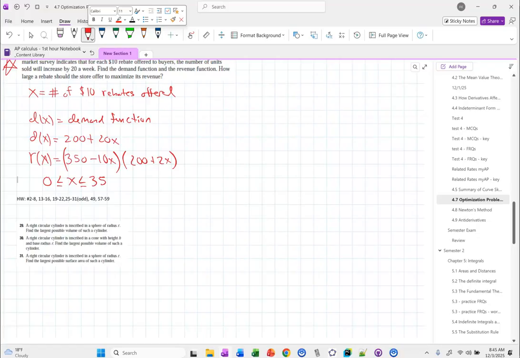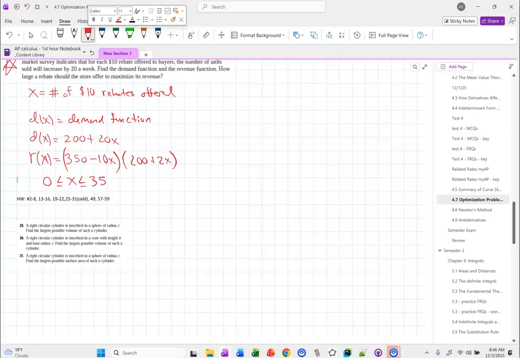So when x is 0, that's no rebate offered, right? When x is 35, that's a $350 rebate. That's the entire price of the unit. We're giving them away. Pretty sure that's not going to be the answer. Is everybody good with the reasoning there? What I like about this is it's a closed interval, so I know exactly what to do, right? All right.